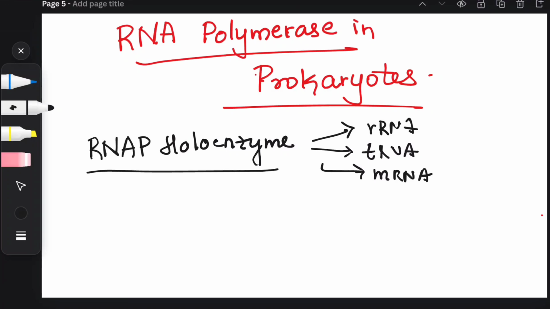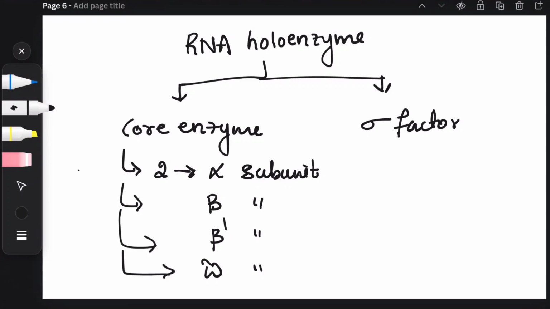Now the RNA polymerase holoenzyme in prokaryotes is a multi-complex enzyme. Multi-complex means it is made up of many subunits. The RNA holoenzyme is made up of the core enzyme and the sigma factor. The core enzyme includes the alpha subunit, there are 2 of them, and then the beta subunit, beta dash subunit and omega subunit. There is another, the sigma factor.